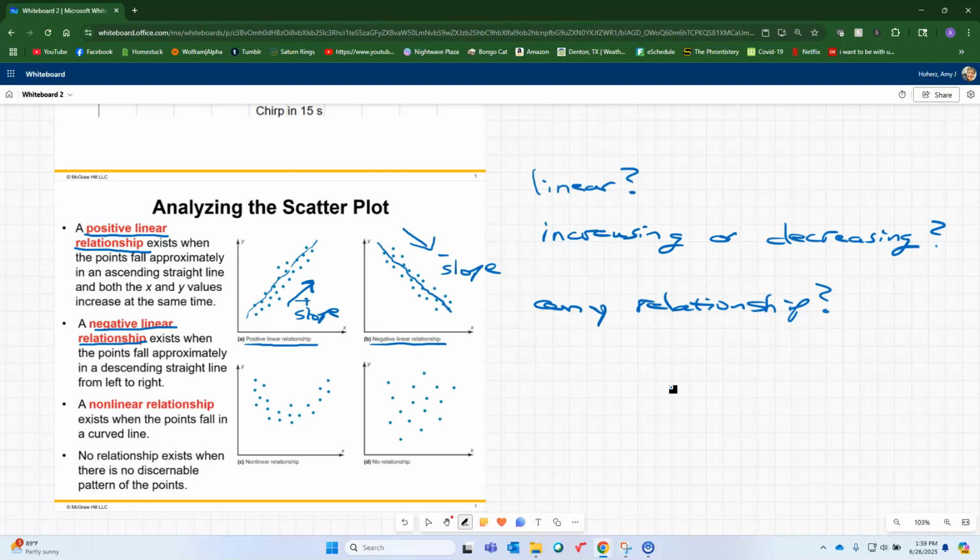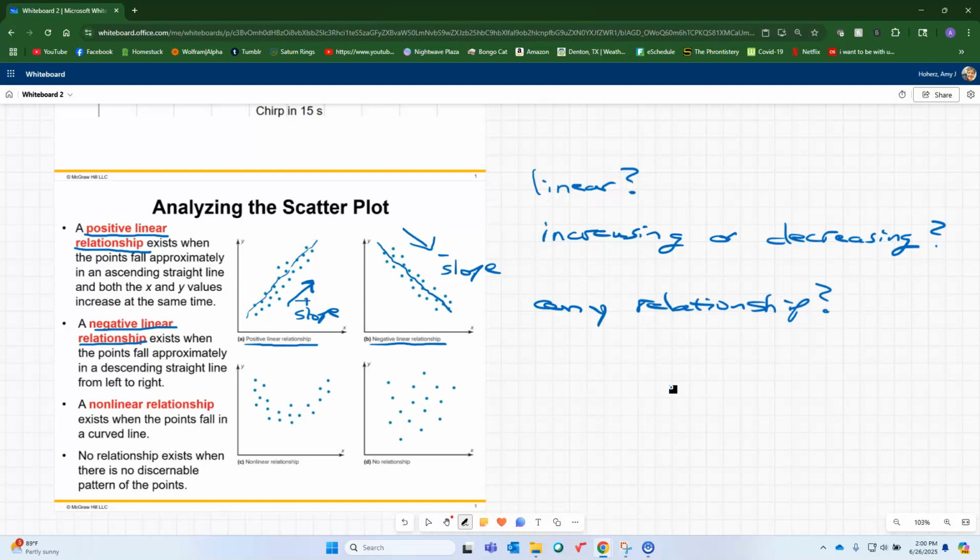We also call that an inverse relationship. Positive linear relationship could also be called a direct linear relationship. Negative could also be an inverse linear relationship. But this book tends to use positive and negative, so we can stick with that. So a positive linear relationship, it's kind of in a line, it goes up. Negative, kind of in a line, it goes down.